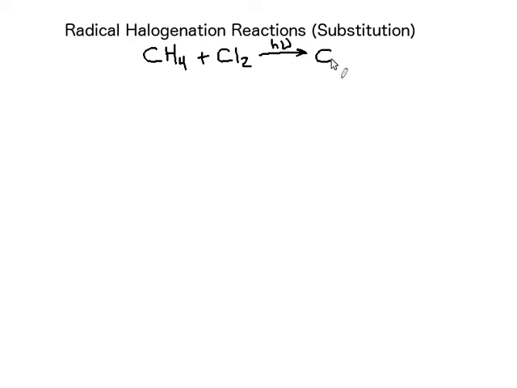And this reaction will result in our alkyl halide and hydrochloric acid. So hopefully you can see why this is a substitution reaction. A hydrogen and a chlorine have switched places. One has substituted for the other one to generate these two products.